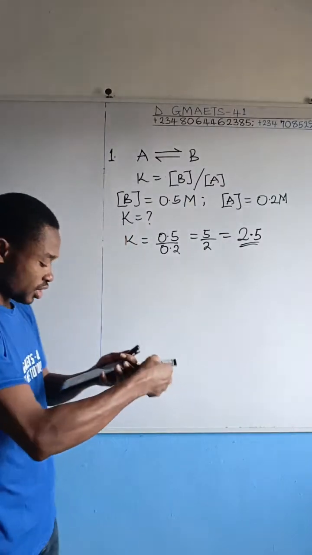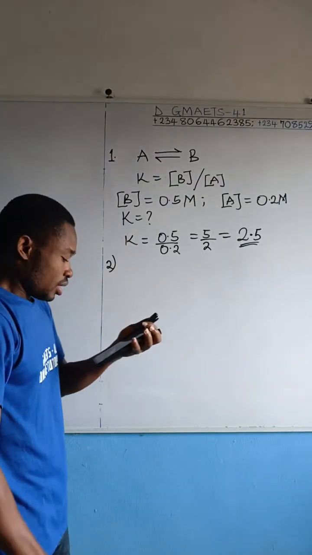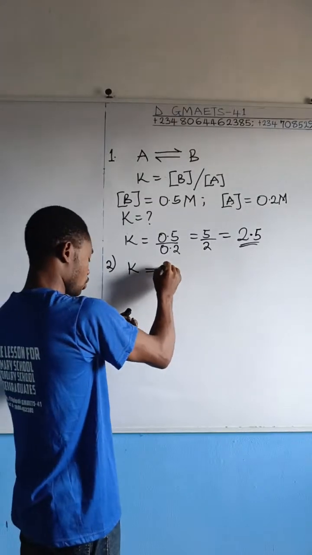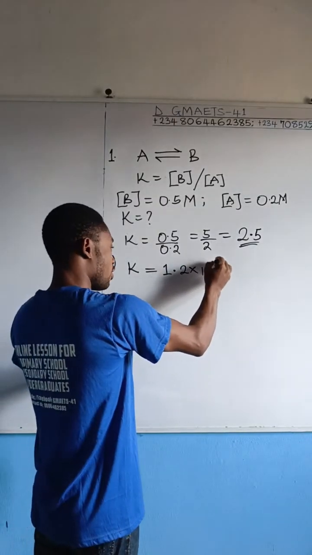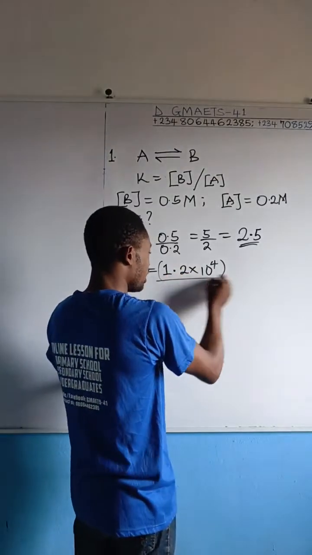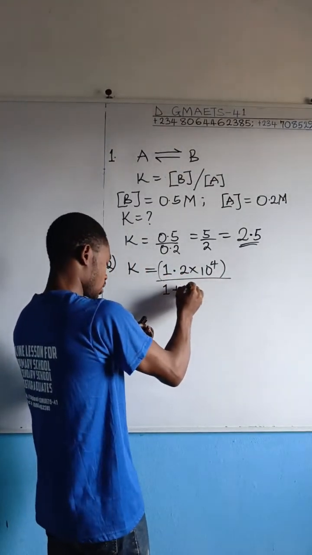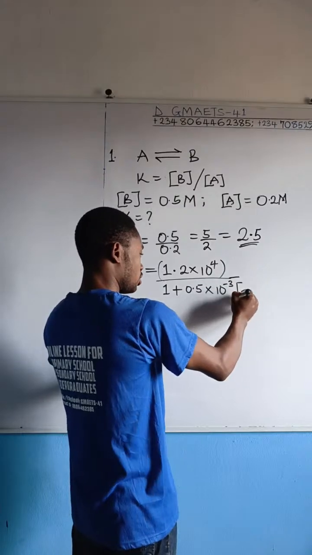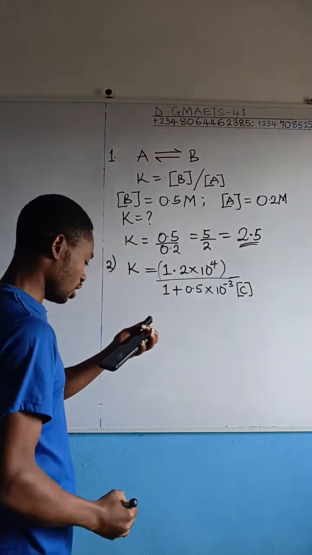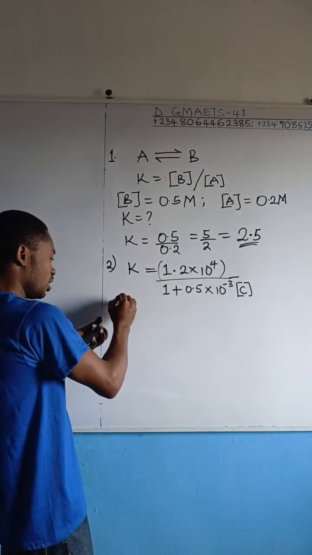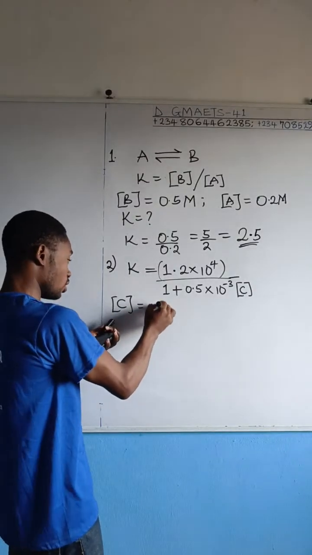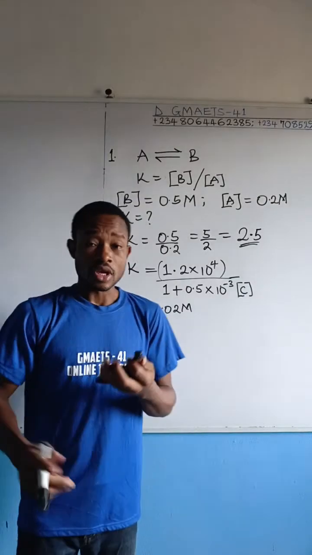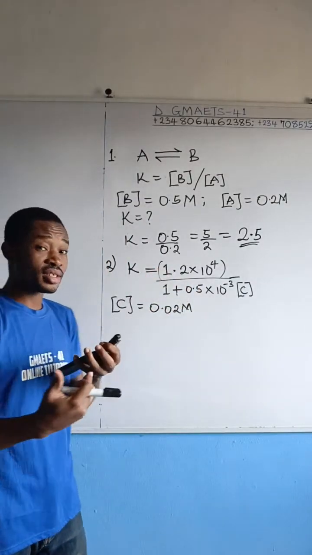All right, let's move on straight to the second question. Question number 2. In that question number 2, before I dictate it, I'm going to give you what we have here. K is equal to 1.2 times 10 to the power of 4, divided by 1 plus 0.5 times 10 to the power of minus 3, and then times concentration of C. Something like this was given. Good. And then concentration of C is given to be equal to 0.02 molar. We are now asked what is the value of K. So we have this information so that as I dictate the question, you can follow through.